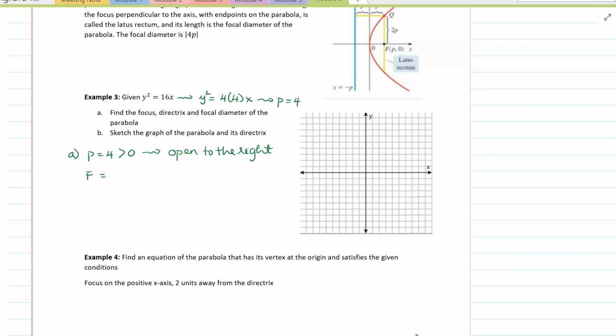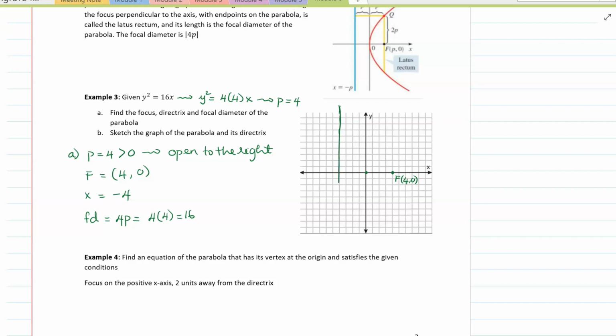The focus is equal to (4, 0), and the directrix is the line y equals negative 4. The focal diameter equals 4p, that is 4 times 4 equals 16. So let's start with the graph. We have the vertex at (0, 0), the focus equal to (4, 0), and the directrix is the line x equals negative 4.